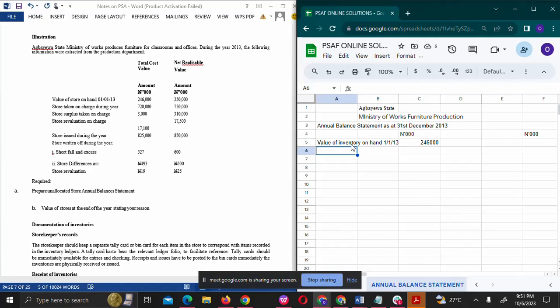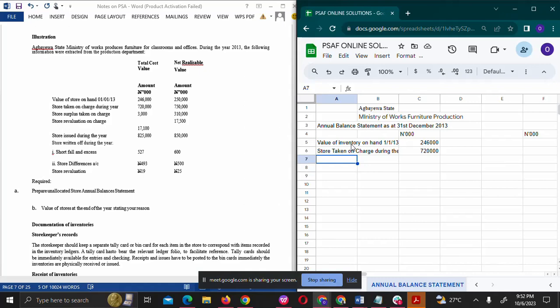Yeah, 246. Then store taken on charge during the year. Store taken on charge during the year is expected to increase your value of inventory, right? So you have on the debit side store taken on charge during the year. Figure me, please. You have 720,000, right? Are we on the same page? Yes.